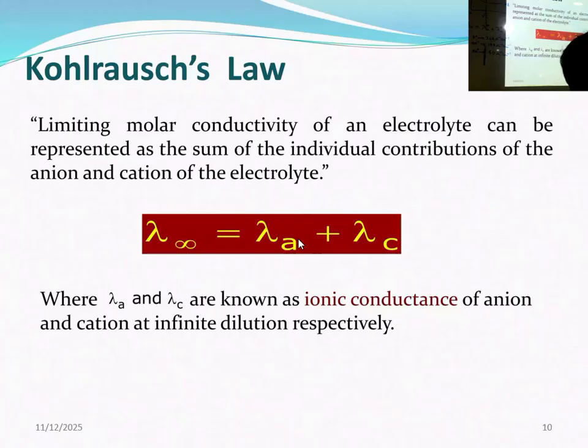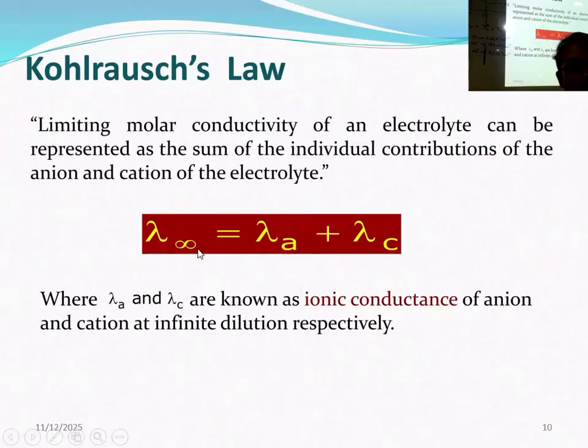Calcium chloride, bivalent electrolyte. Monovalent: sodium hydroxide, sodium chloride. Now, Kohlrausch's law, which I already told you: the total conductance of the electrolyte equals the cationic conductance plus the anionic conductance. Lambda A for anion, lambda C for cation. So cationic conductance plus anionic conductance gives you the total conductance of the electrolyte.